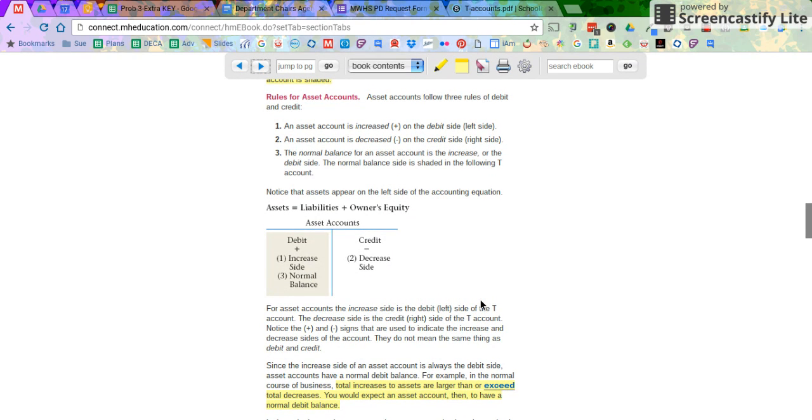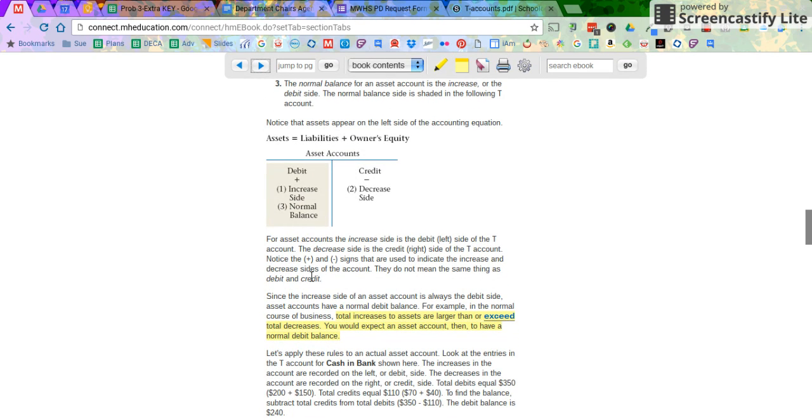Rules for asset accounts. An asset account is increased on the debit side, and it's decreased on the credit side. The normal balance side is the same as the increase, so the normal balance side of an asset account is a debit. What I take from that is that here's my equation: assets equal liabilities plus owner's equity. Assets are on the left side of the equation, so the left side is their increase side, and that's how I remember it.